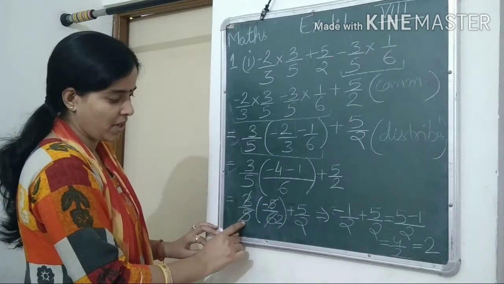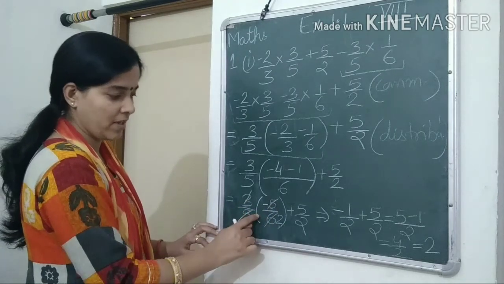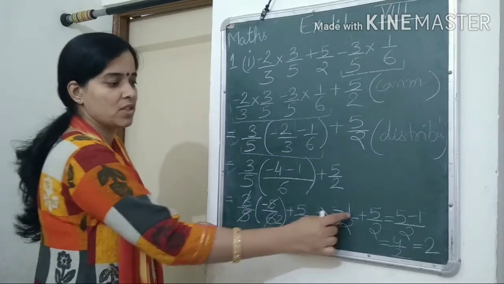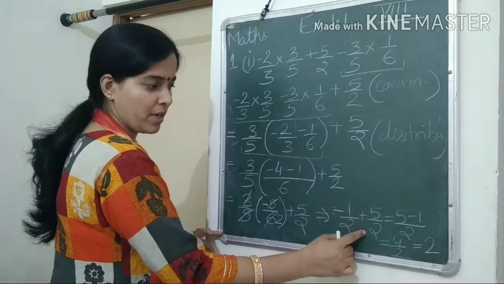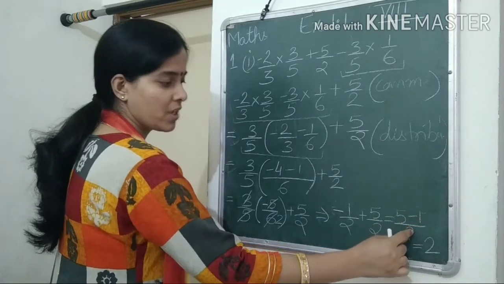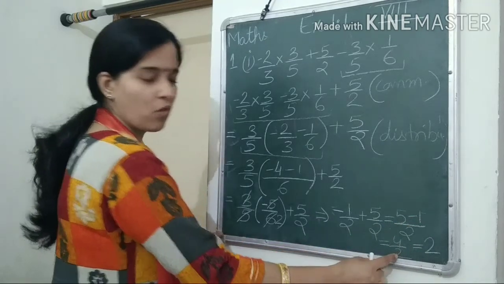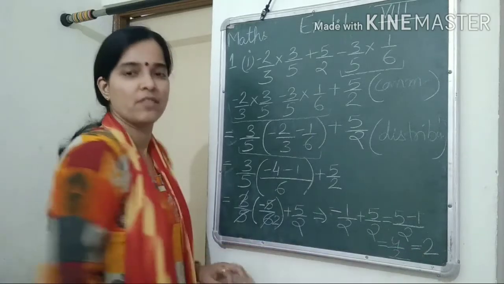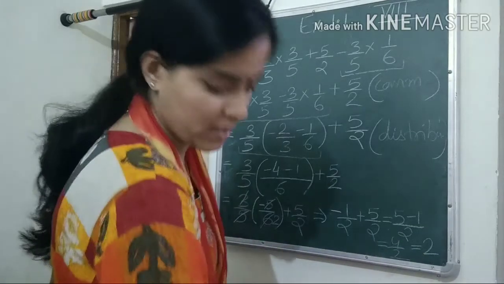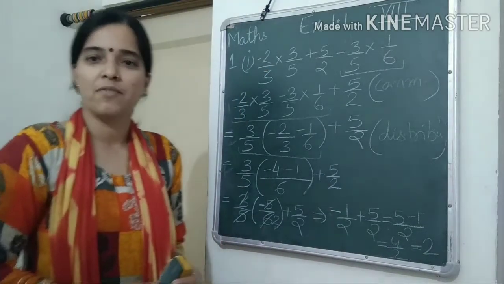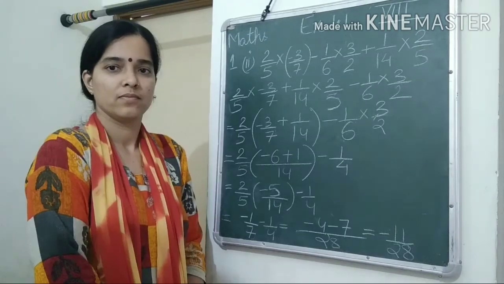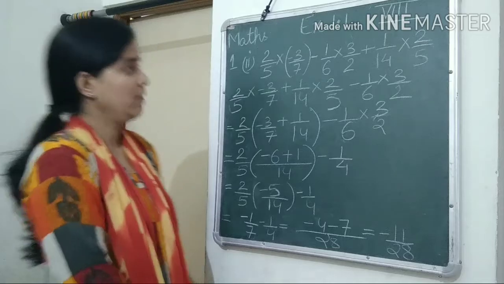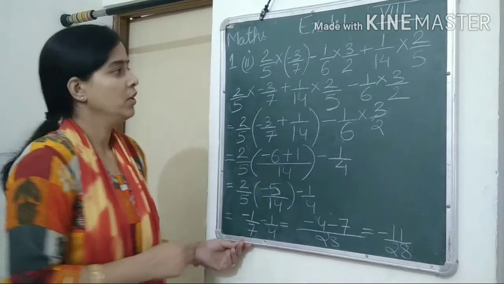Here it is 3 by 5. 5 and 5 will cancel out. What is left here is minus 1 by 2. Then minus 1 by 2 plus 5 by 2 will give you 5 minus 1 upon 2, which is 4 upon 2, and the answer will be 2 for it. So this is the first question. Same way you have to go for the second question. Now again we will see this question number 2.